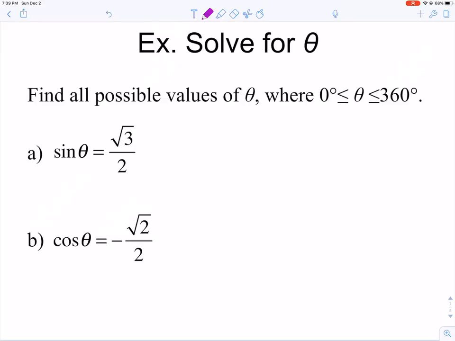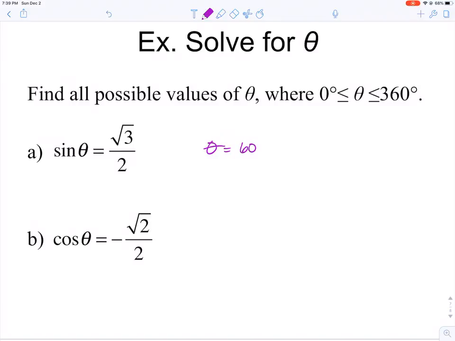So for all the possible values of theta between 0 and 360 degrees, for sine of theta equal to root 3/2, that means that theta, okay, so we can think about this. Sine is positive in quadrant 1 and quadrant 2. So the quadrant 1 angle would be 60 degrees, and then the quadrant 2 angle would be 120 degrees. Okay, so that's your quadrant 1 solution, your quadrant 2 solution.